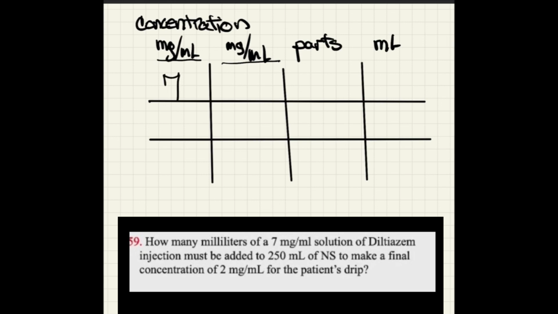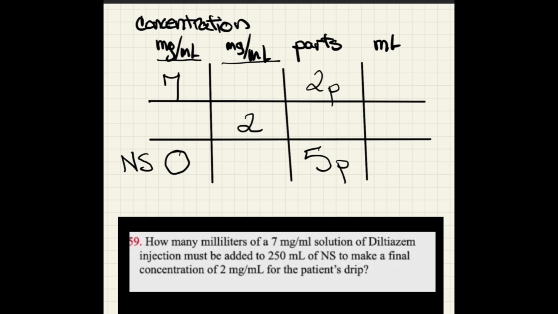So I'm going to put 7, the highest number, on the top and the lowest number on the bottom. The lowest number is going to be 0% or 0 milligram per ml, and that is going to represent normal saline, because there's 0% of the drug in the diluent, the normal saline. And then to find parts, we subtract. So 2 minus 0 is 2 parts, and 7 minus 2 is 5 parts. And I like to put a little p to represent parts, just so I don't get the 2's confused.